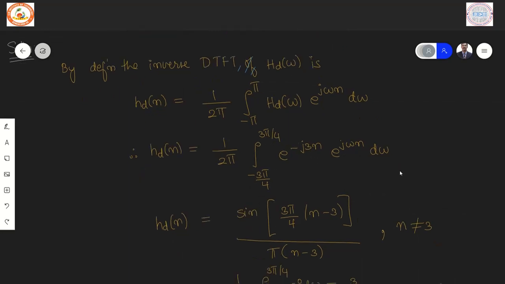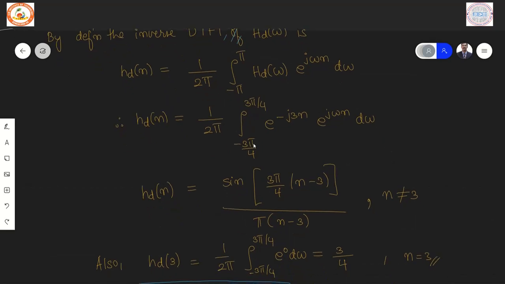Okay. Solving this integration will give you the result sine of omega c times n minus alpha, divided by pi times n minus alpha. Therefore, the answer is this. This is for n value which is not equal to 3.